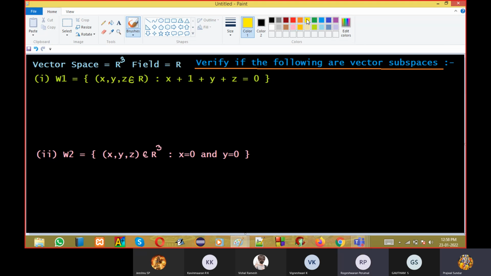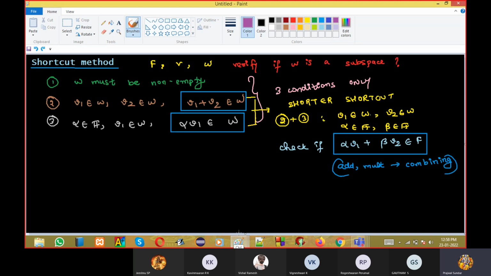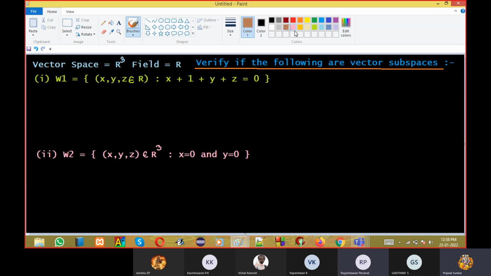How do we check if it's non-empty? We can take some example and use the first property. First property you just say it's non-empty, and it's obviously not empty. This represents a plane. So look, I'll write like this. The first property is it represents a plane. In a plane you have infinite points, so definitely it's not empty. So the first property is satisfied. Second property you will take.